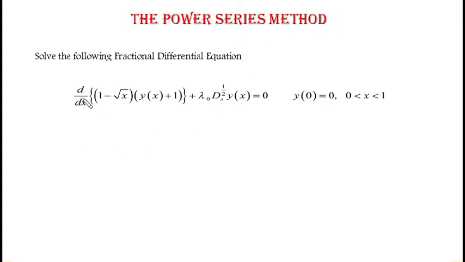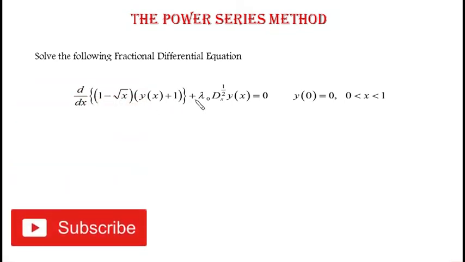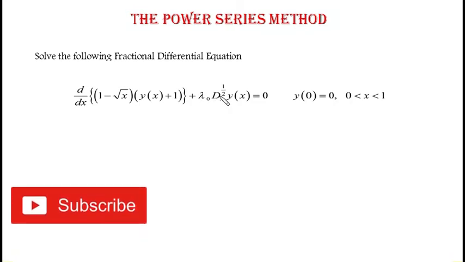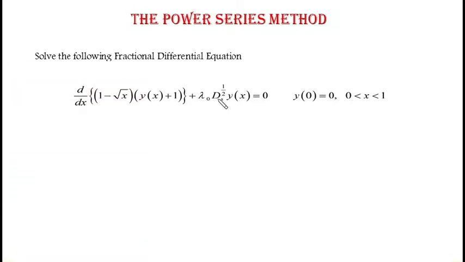Today I will solve this fractional differential equation with variable coefficient by the method of power series. The equation is d by dx of (1 minus square root of x) times y of x, plus lambda times the half Caputo fractional derivative of y of x, equal to 0, with 0 initial condition and x lies between 0 and 1.